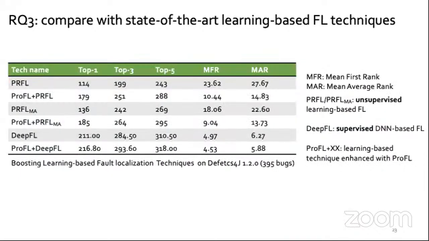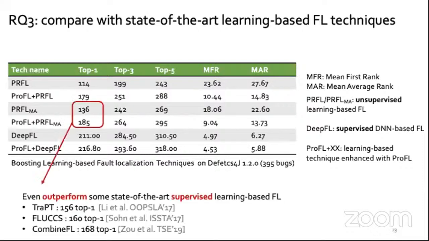From the table, ProFL significantly outperforms and further boosts both state-of-the-art learning-based fault localization techniques. For example, ProFL with PRFLMA localized 185 bugs within top one. And to our knowledge, it's the best fault localization result on Defects4J without supervised learning. And actually, such unsupervised learning-based fault localization results even significantly outperform many supervised learning techniques.